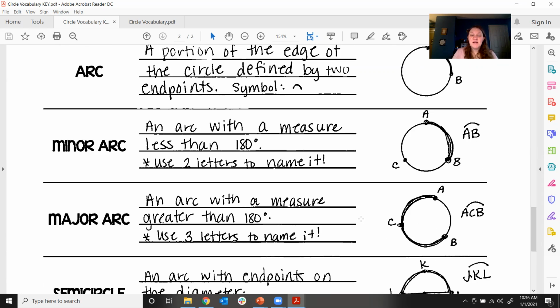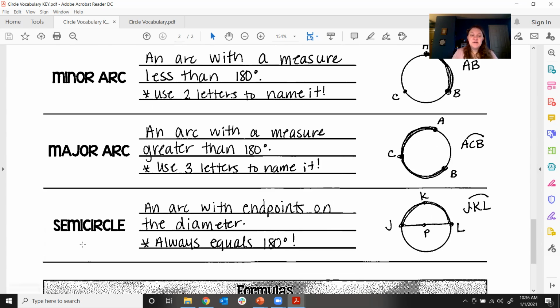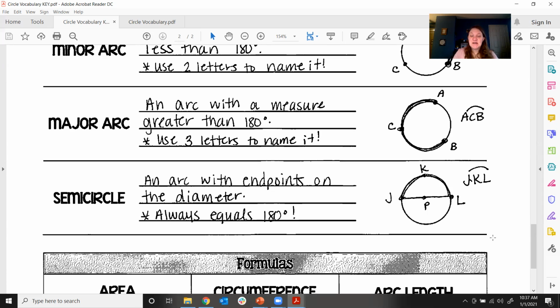A major arc has a measure greater than 180, and we'll usually use 3 letters to name it. So here we have arc ACB, and that is greater than 180 degrees. A semicircle, semi means half, so a semicircle is half of a circle. An arc with endpoints on the diameter, and you can name that with 3 letters. So this would be arc JKL, and see the arc symbol above those letters. A semicircle will always have a measure equal to 180.